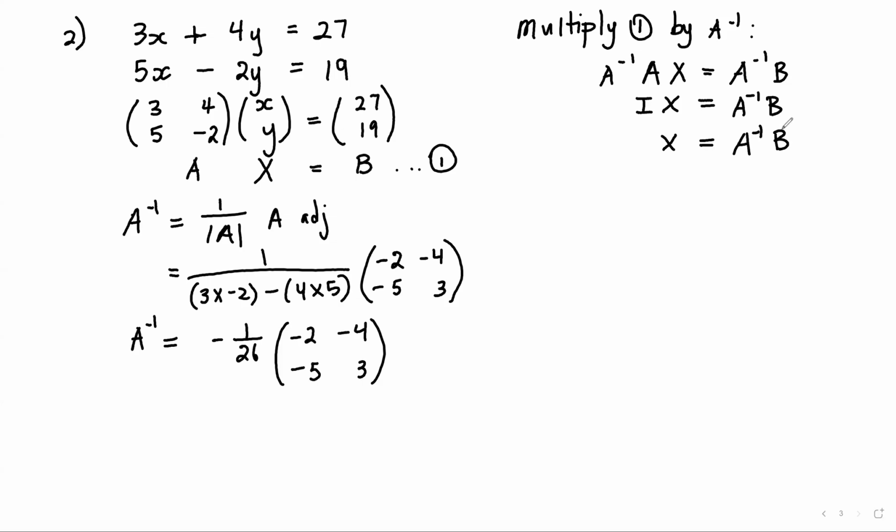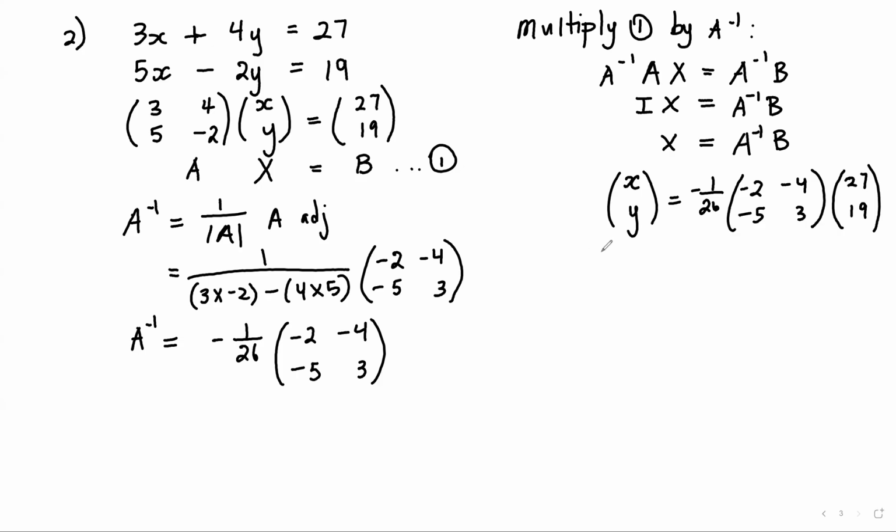Now you don't have to write these three lines that I just wrote there. I'm just writing it here for ease, for explanation purposes. All right. So now I go ahead. I'll have X, which is X and Y. The inverse I worked out as negative 1 over 26 by negative 2, negative 4, negative 5, and 3 times B, which is 27 over 19.